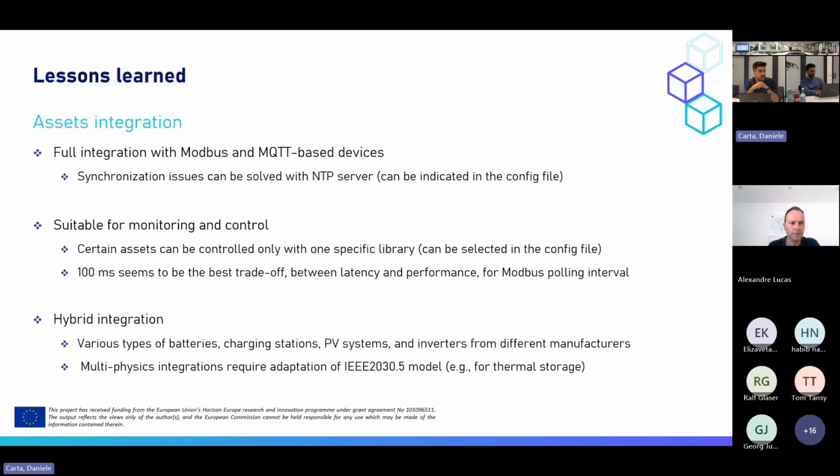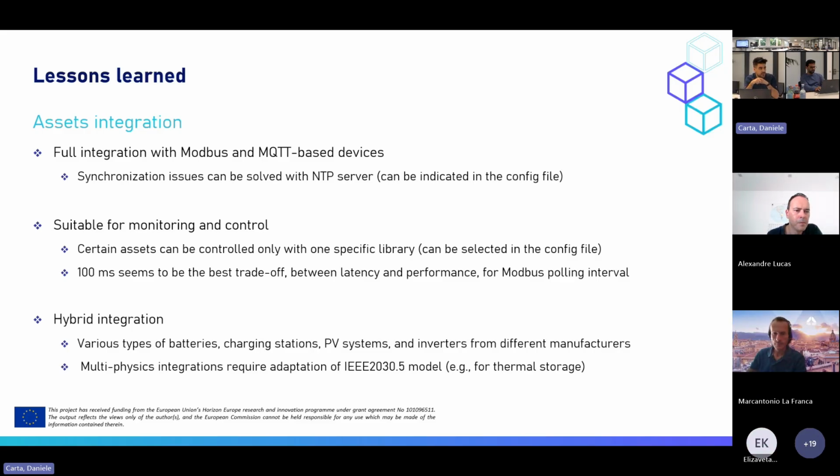We also included in one of the latest releases of the legacy protocol converter the possibility to synchronize the exchange of data with an external NTP server, which is a really nice feature. We proved that this legacy protocol converter is suitable for both monitoring and control. Again, certain assets can be controlled only with a specific library, as mentioned before, and we also saw that we can go up to 100 milliseconds for the frequency of data exchange between the assets and the legacy protocol converter.